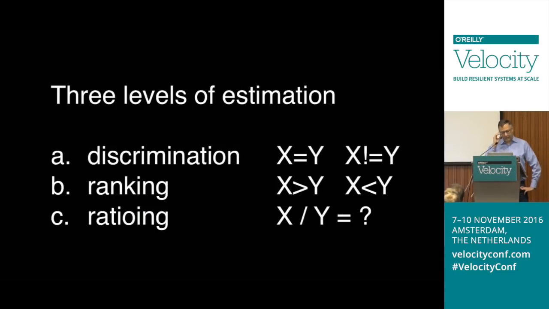Cleveland lays out three different levels of estimation. We're one level down in this hierarchy of concepts, so we're going to talk about three different levels of estimation. The first is discrimination, where all you can do is tell that two values are or aren't the same. Next is ranking, where you can impose some order on the values. And then the last one is ratioing, where you can say with some precision what the ratio between two values is.